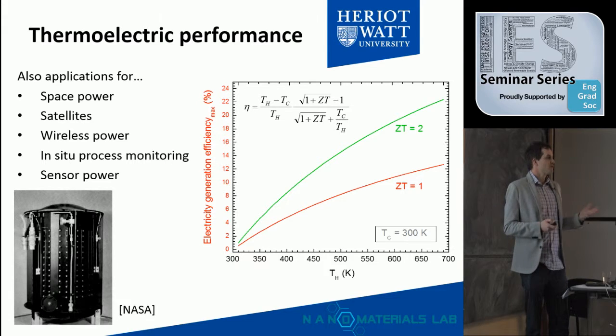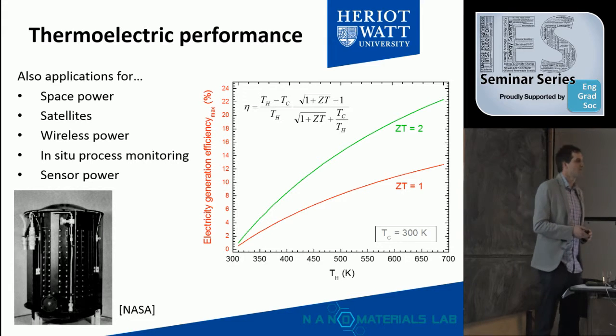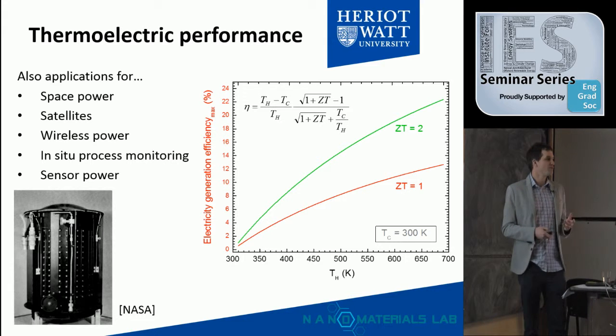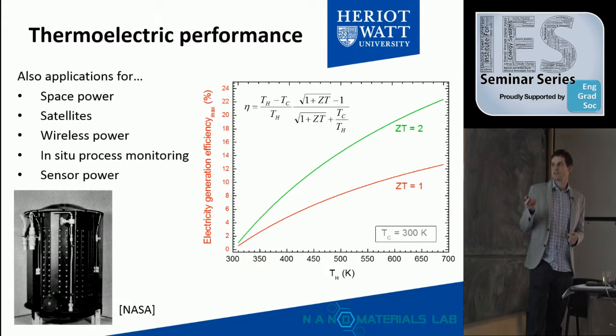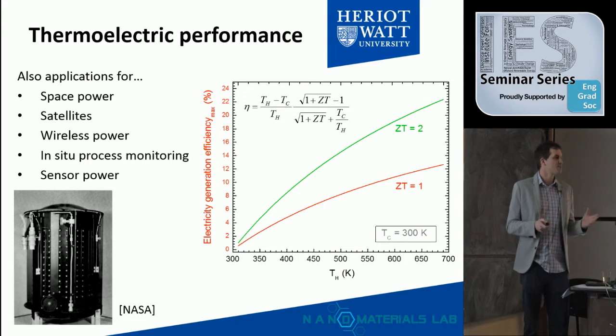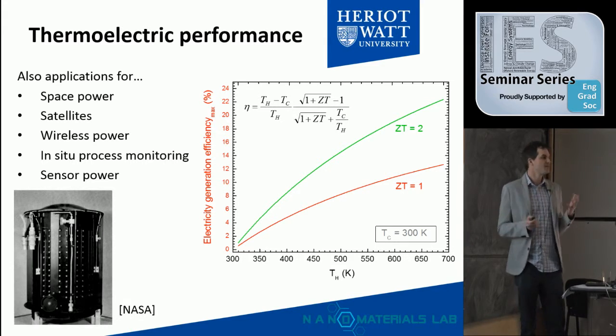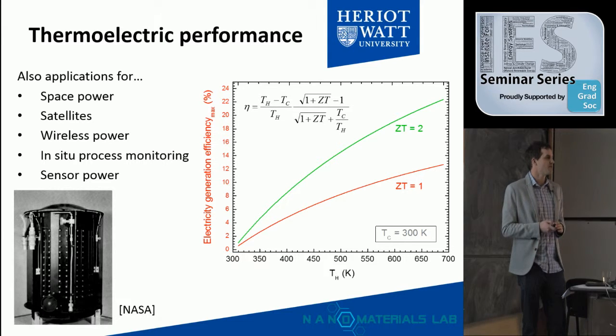So this uses radioactive decay, the heat from that, to power the device and produce consistent power for a long time. And over many decades, these devices can continue to produce electricity, which is pretty useful for these applications. So we also have things like satellites, wireless power, in situ process monitoring, powering of sensors, all potential applications. So particularly useful where we have remote applications.